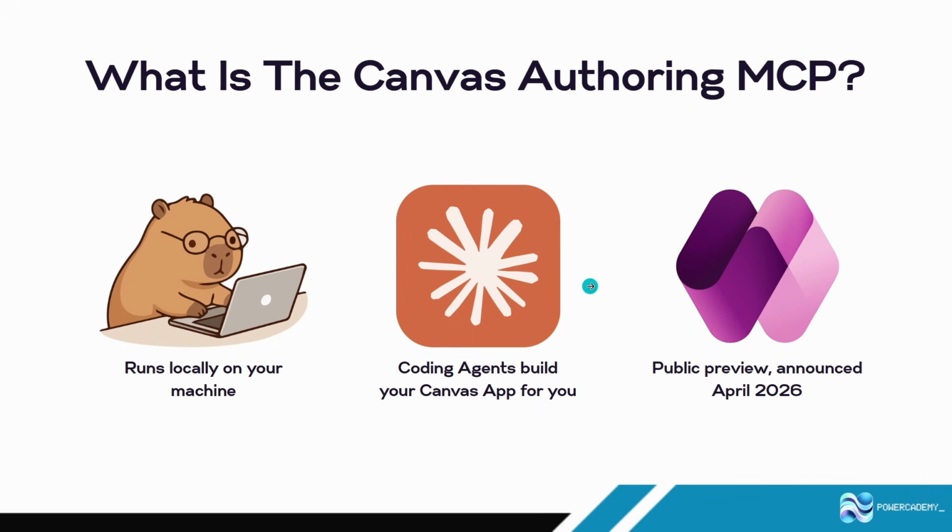So what actually is the Canvas Authoring MCP? It runs locally on your machine, so it's not a SaaS feature, it's a local server. Effectively, it allows coding agents to build your Canvas apps for you. So you get a few skills to set up your MCP, get started with your project, and then also add alterations to your project as you're going on. And it's currently in public preview and announced in April 2026.